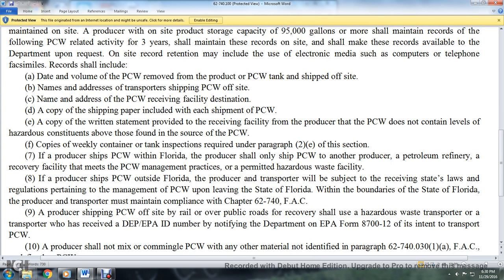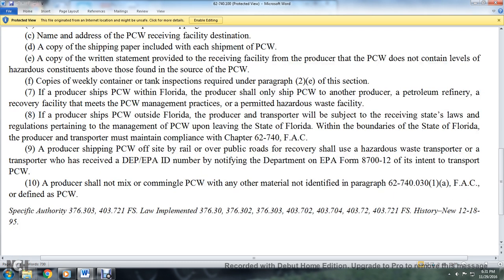Producer transportation must maintain compliance with Chapter 62-740, Florida Administrative Code. Producers shipping petroleum contact water off-site over public roads or railroads to a recovery facility shall use a hazardous waste transporter, or the transporters will receive a DEP EPA ID number by notifying the Department and the Environmental Protection Agency on form 8700-12 of the transportation of petroleum contact water. A producer shall not mix or commingle the petroleum contact water with any other material, as defined in Chapter 62-740.31A, Florida Administrative Code.